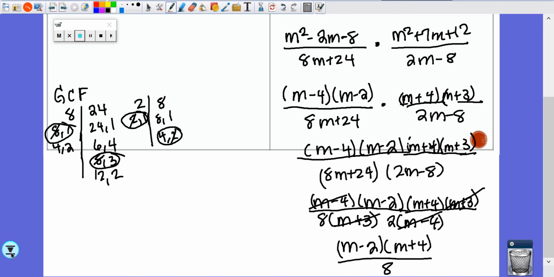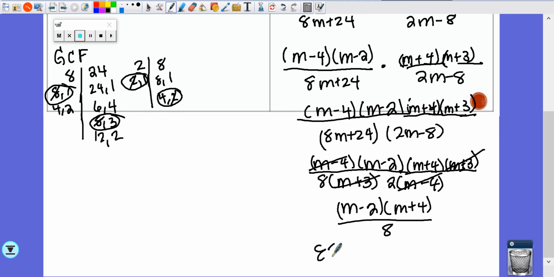Alright, so that is the answer, but for extraneous solutions, we're going to say there are none, because nothing is going to make this denominator equal 0. So we're good.